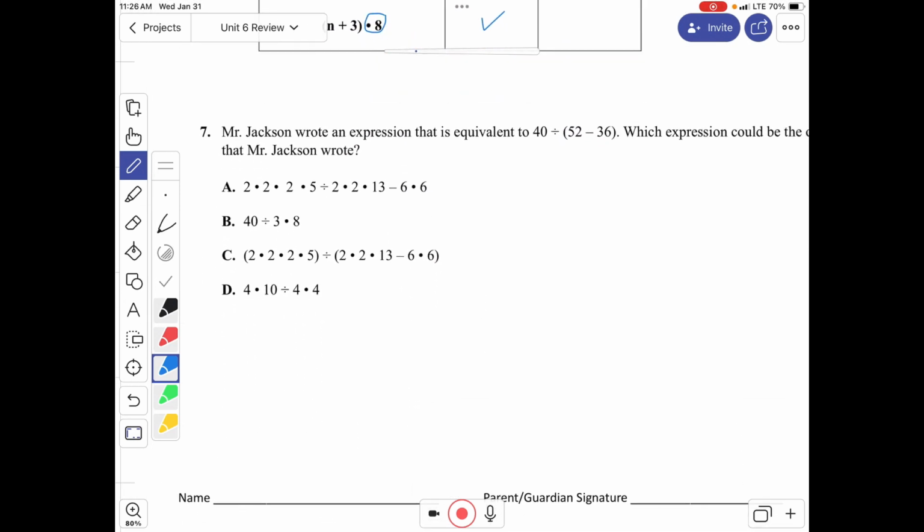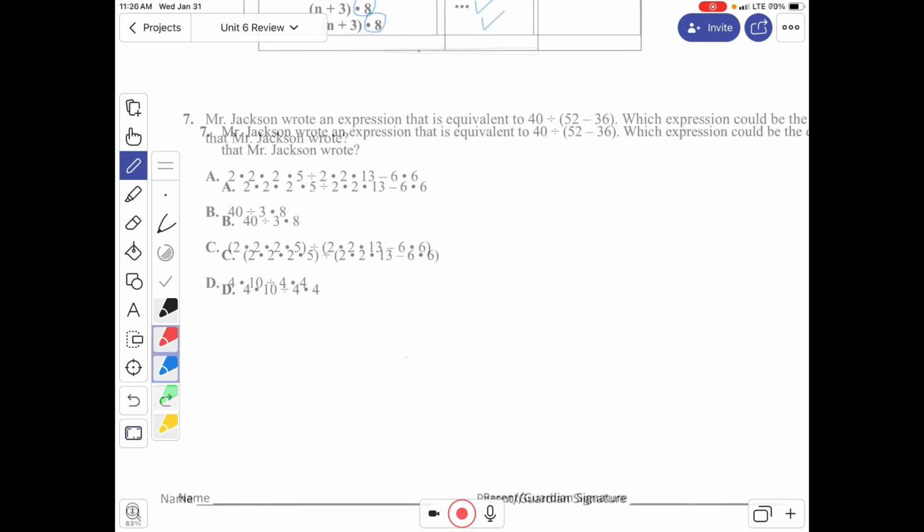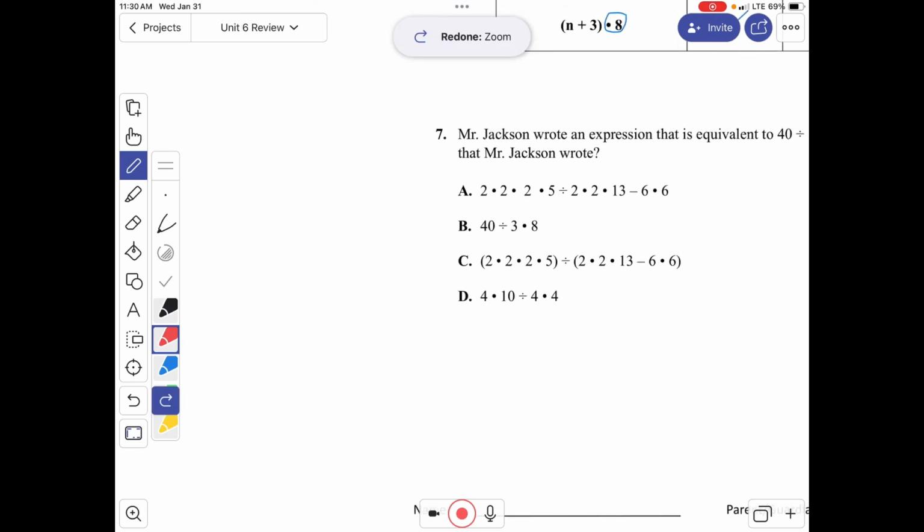Number 7. Mr. Jackson wrote an expression that is equivalent to 40 divided by 52 minus 36. Which expressions could be the one that Mr. Jackson wrote? To do this problem, we're going to need to remember the order of operations, or the steps. Remember, parentheses, exponents, multiplication and division, adding and subtracting.